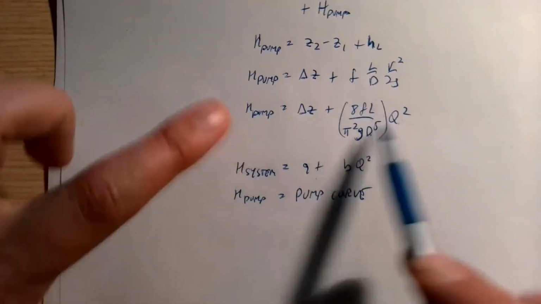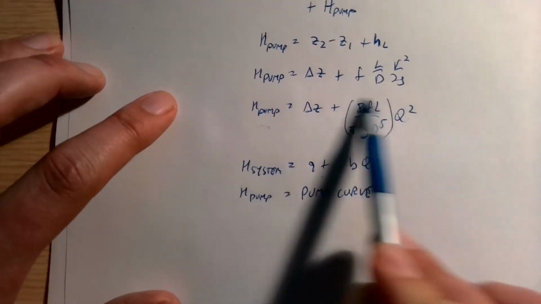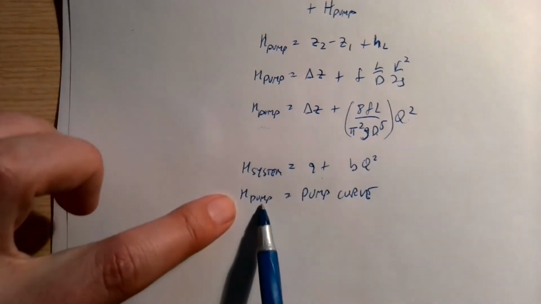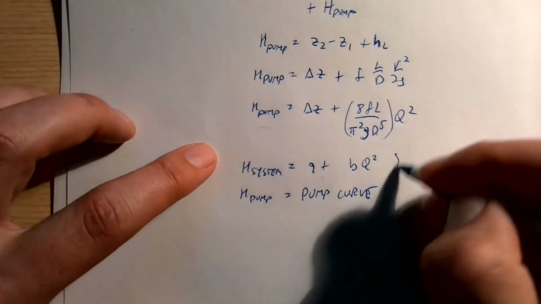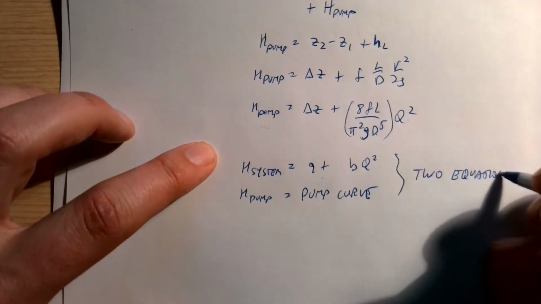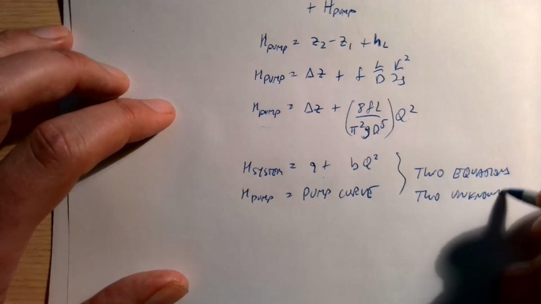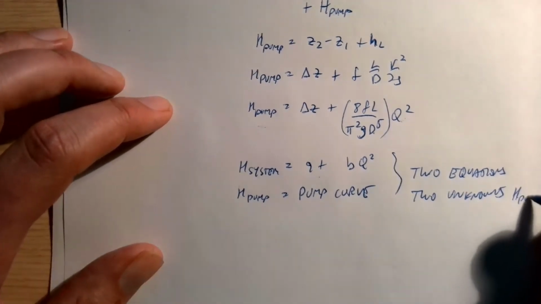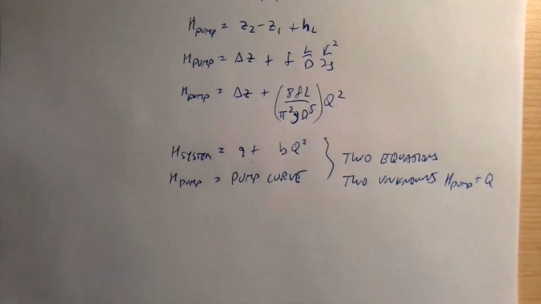This is really like two equations here. One of our equations is that this is our system curve, and then the other equation is that H pump is what we get from the pump curve. So two equations, two unknowns, H pump and Q. Okay, two equations and two unknowns.